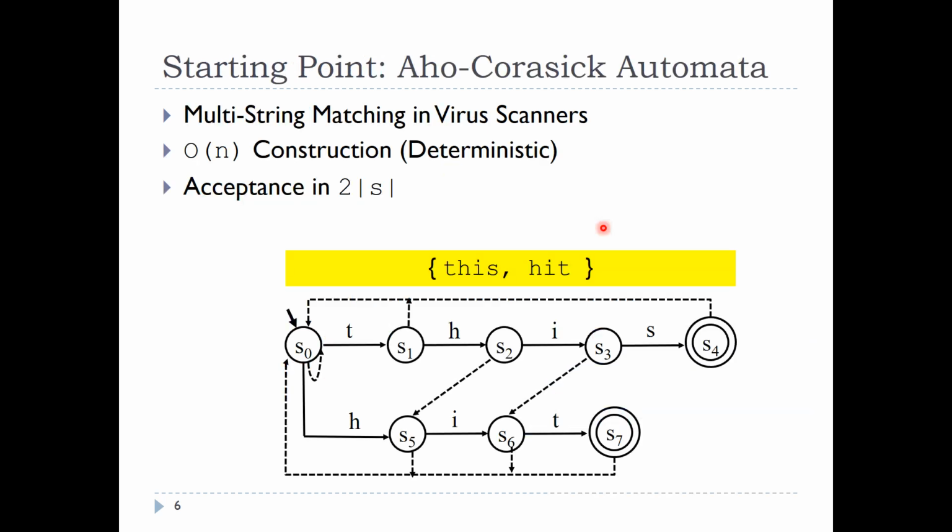So our starting point is the Aho-Corasick automaton. We know that given a large collection of fixed strings, we can build the Aho-Corasick automaton in strict linear time. And the nice thing is that the automaton itself is deterministic. So if we do negation or complement over the automaton, we still get linear cost.